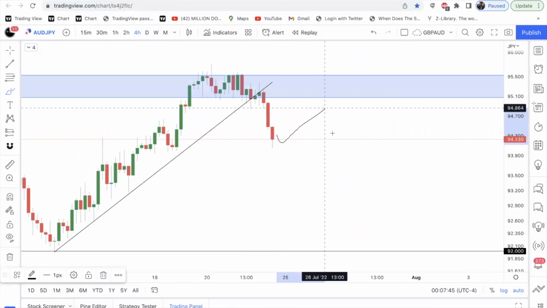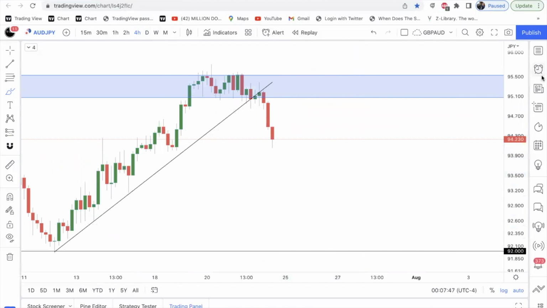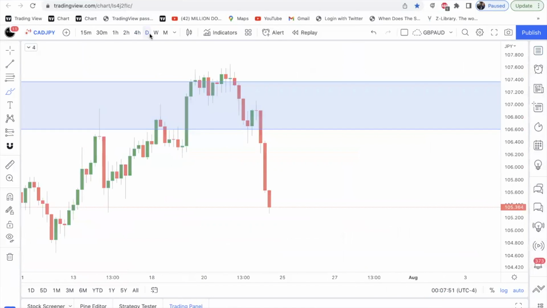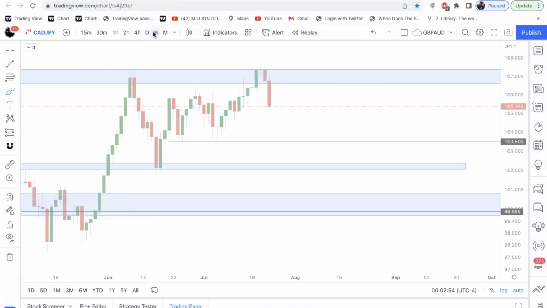So correction, continuation. Catch that. Watch for that on all JPY pairs, CADJPY as well. All right.